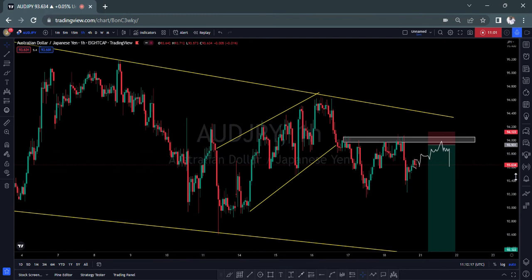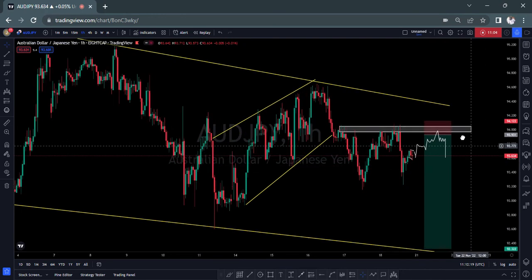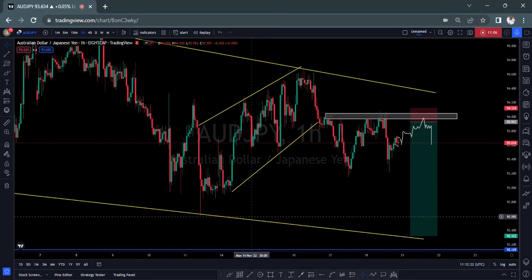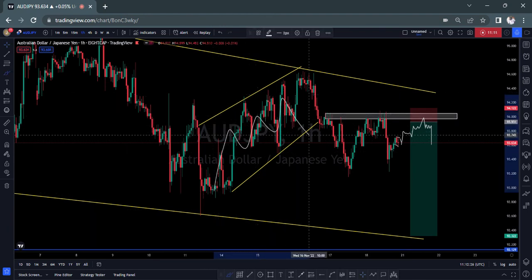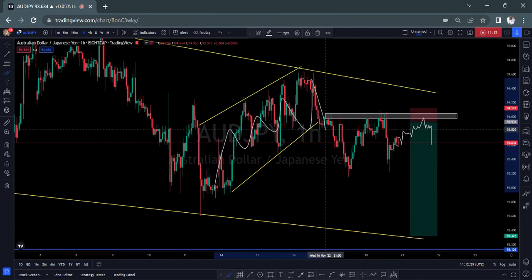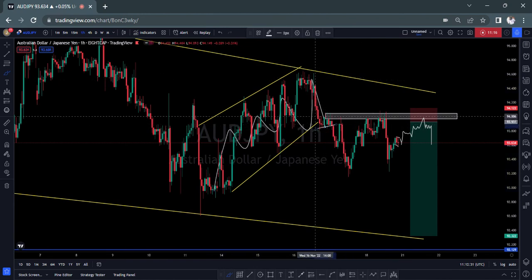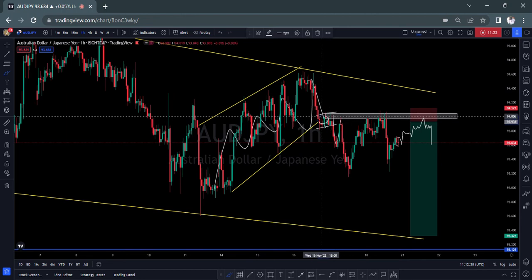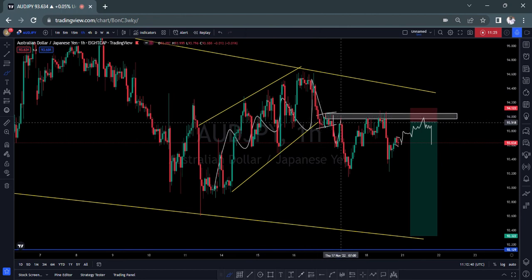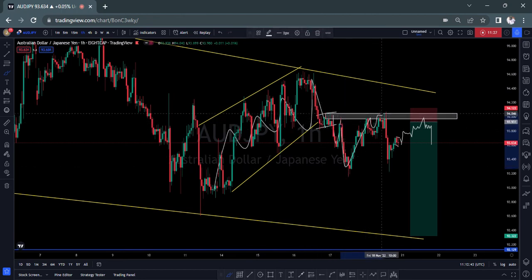So this is what I have here. After this ascending channel, you can see it broke and gave us a correction around this area. Continued again, impulse made a pullback, came to take out these liquidity points here and continue, and again came back again to take out this area.